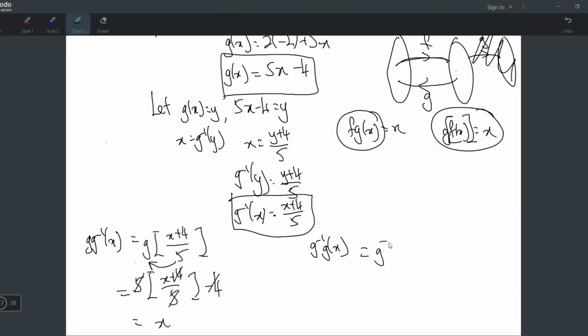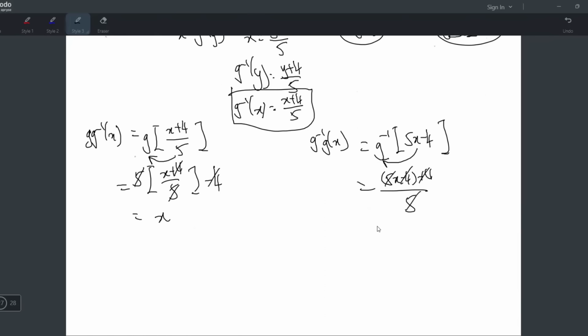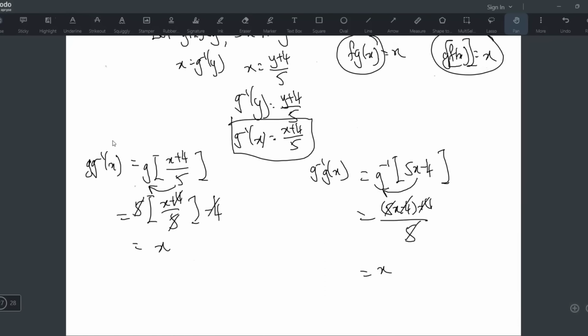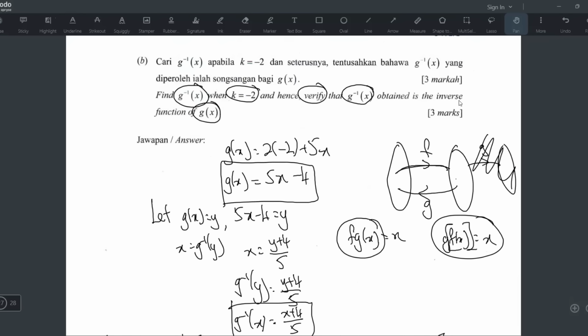Now for this one, g inverse g, same thing like just now, buat dalam dulu. So dalam adalah g(x), so g(x) ganti dengan 5x minus 4. Dalam tak boleh buat, baru tengok luar. Tengok luar g inverse, maksudnya kena ambil 5x minus 4, ganti dalam g inverse x punya x. So g inverse x is x plus 4 over 5, tapi dia punya x kena ganti dengan 5x minus 4. Negative 4 plus 4 boleh potong sebab kosong. And then 5 bahagi 5 boleh potong sebab tinggal 1. So tinggal x sajalah. So in that case, we can already say that, yeah, they are inverse of each other lah. That's how you verify. Okay, so the soalan says, verify that g inverse obtained is inverse function of g(x).